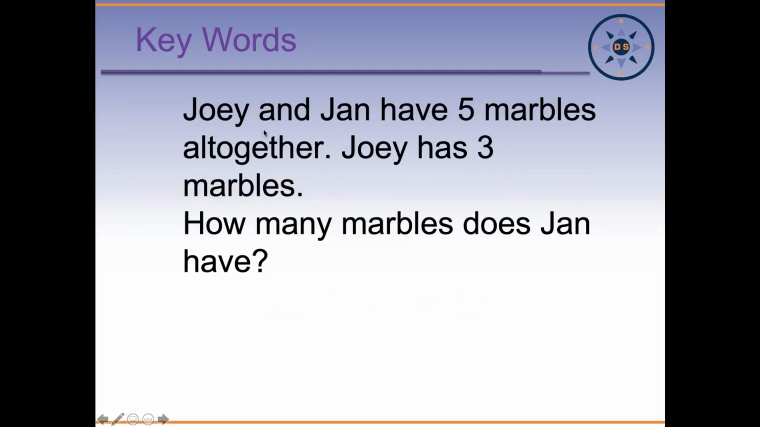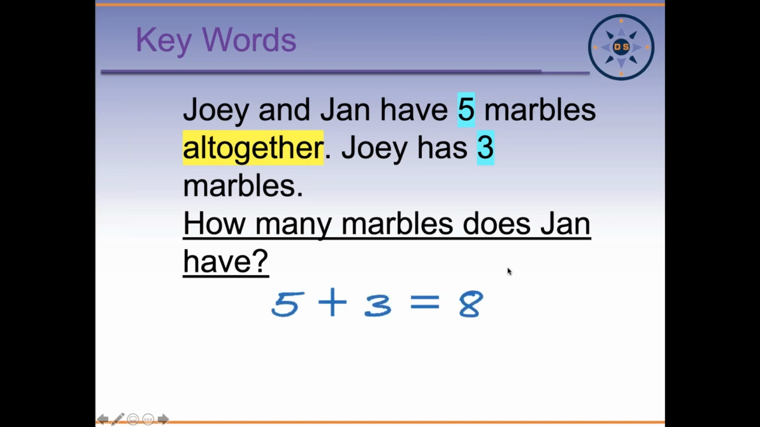But then if you get this question, Joey and Jan have 5 marbles all together. Joey has 3. How many does Jan have? Underline the question, find the numbers, look for the word, and it says all together, so I'm going to add 5 plus 3 is 8. That's not the right answer. How many marbles does Jan have? So you can't use keywords.